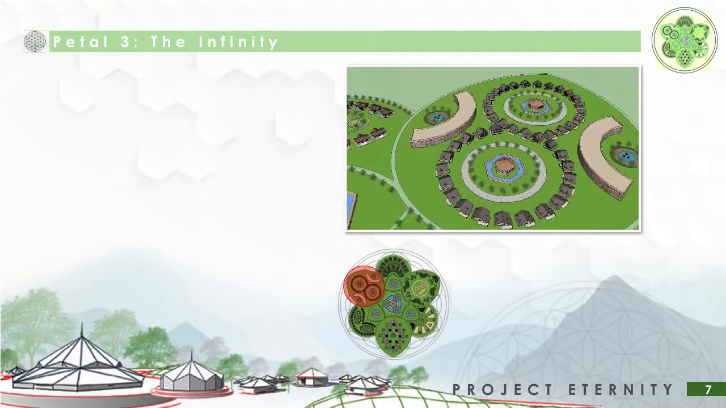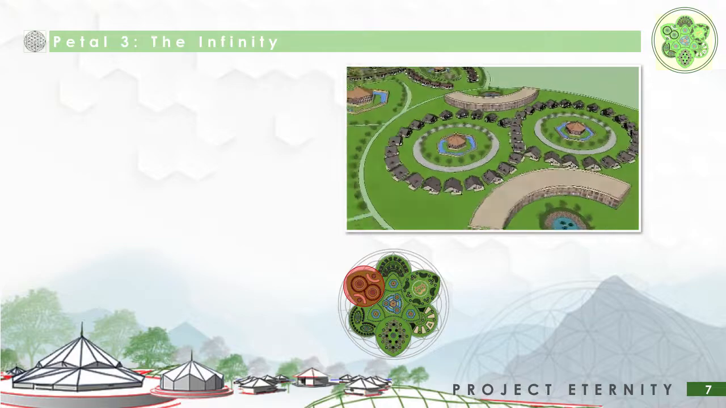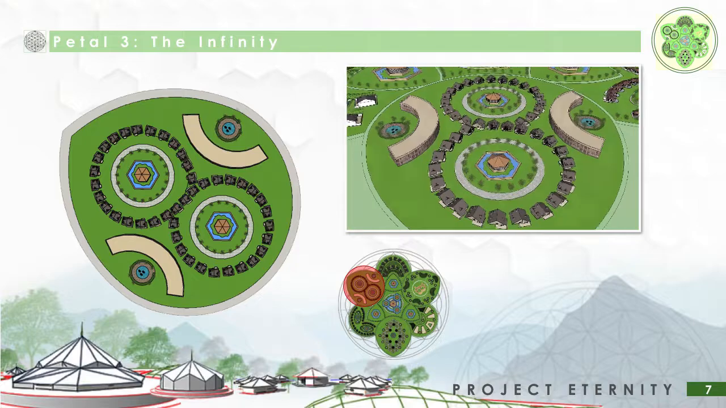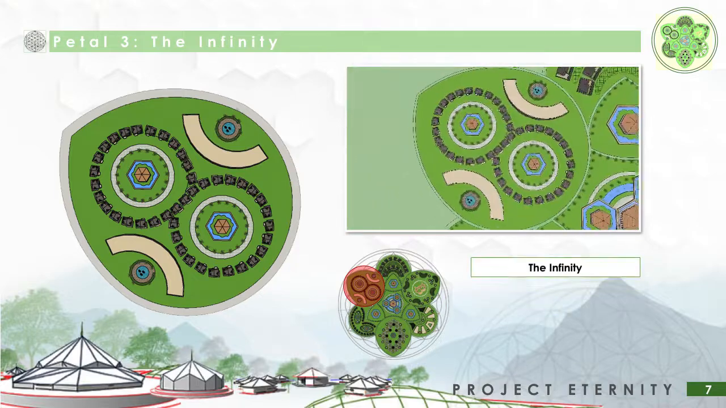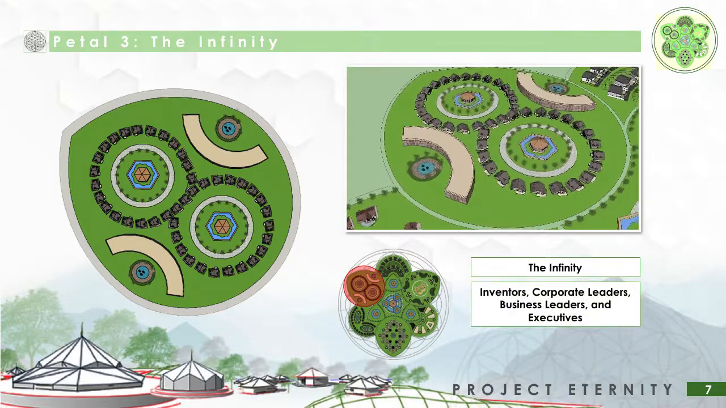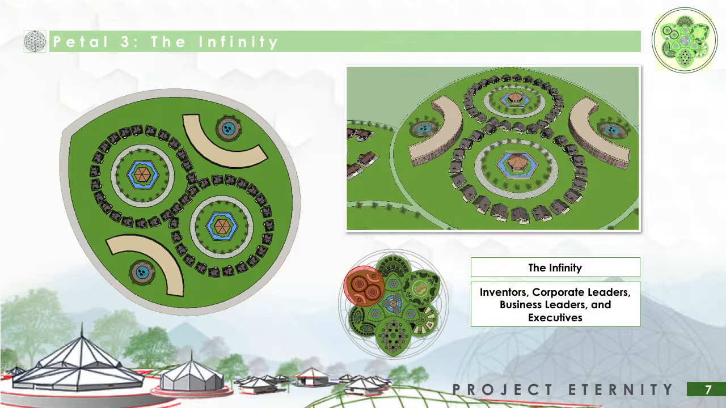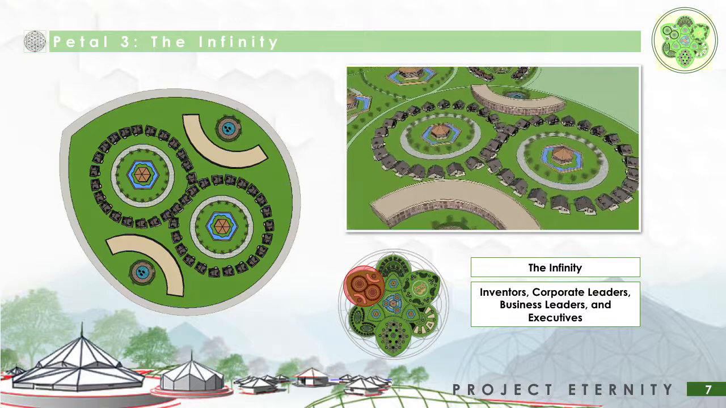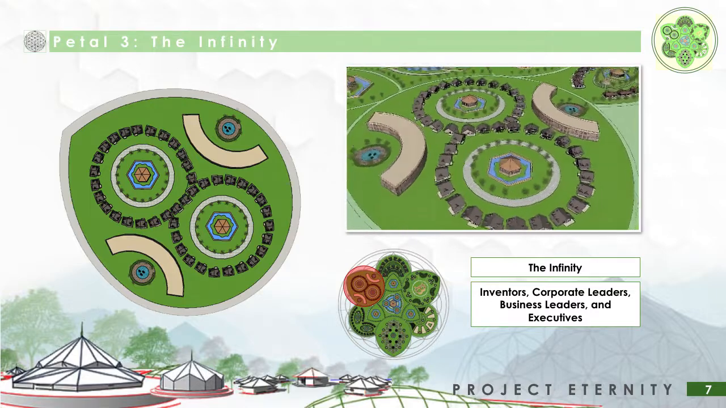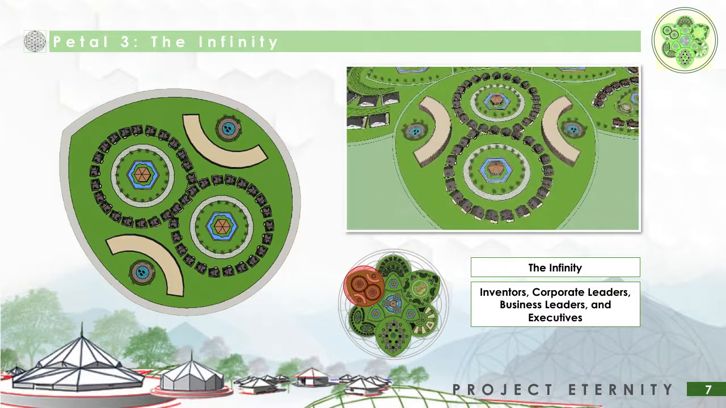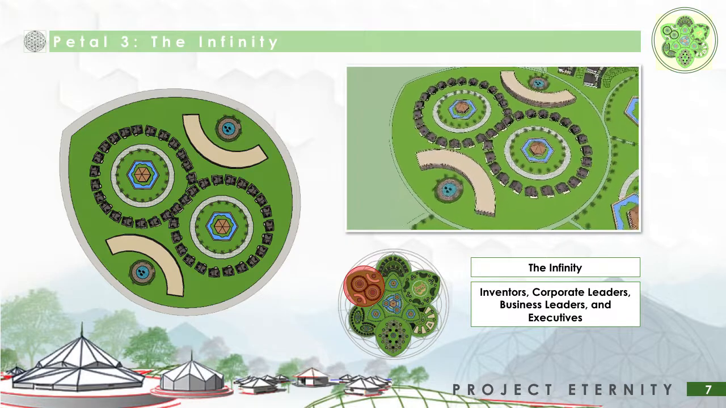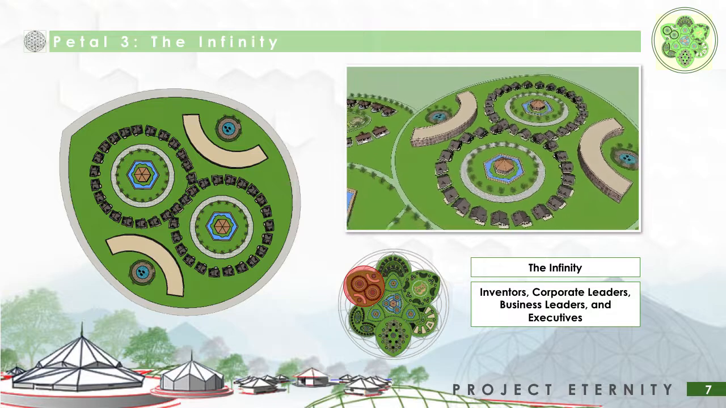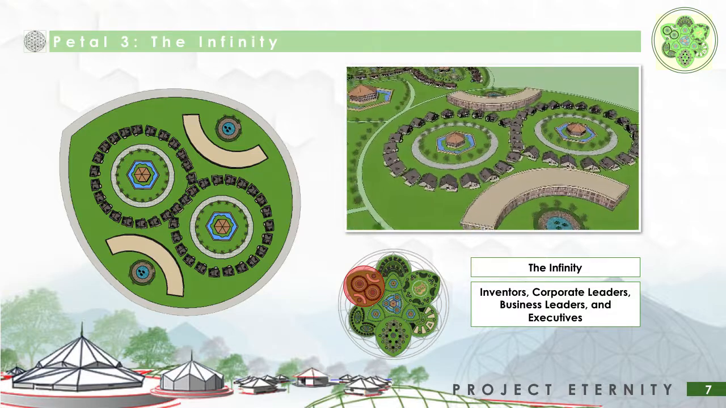Now let's look at the infinity petal. The infinity petal is designed for a very different subset of people. They are the inventors, the corporate leaders, business leaders, and executives. And why are they in an infinity loop? Because they make commerce run. They're important people who keep the world moving. And that is the reason their energy keeps circulating inside the business structure.